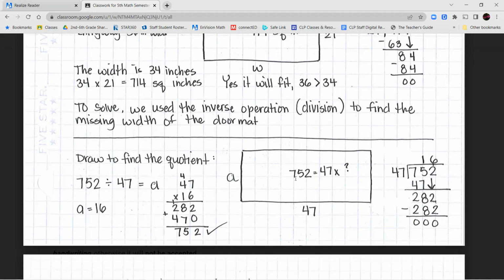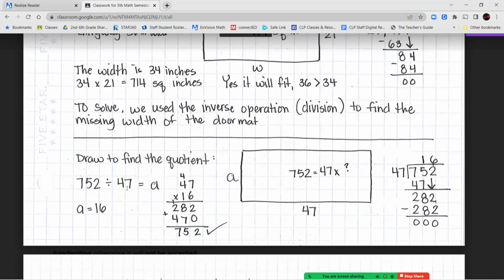All right, let's take a look at some more examples. Draw to find the quotient. So I have 752 divided by 47 equals A. So 752 is my area, 47 is one of my sides, and A is my other side. So I took my 752 and I divided it by 47.